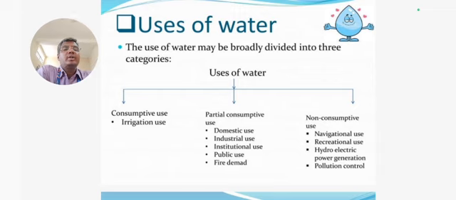Consumptive use mainly deals with the irrigational use. Partial consumptive use means domestic purpose, for water which is used for bathing, cooking and cleaning the clothes, so it all comes under the domestic use. And then industrial use and institutional use, public use and the fire demand. So these are all the partial consumptive use.